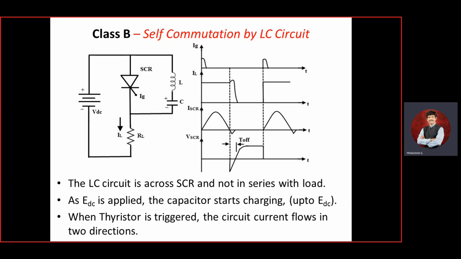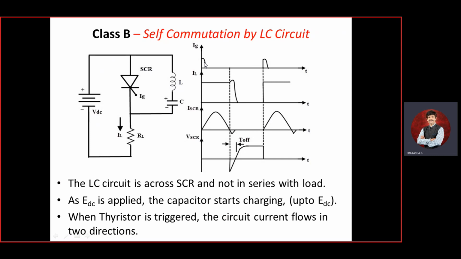Then only your thyristor will become active. As soon as you apply the VDC or EDC, your capacitor starts charging because it does not have any constraint. Automatically it can start. But in the case of the thyristor, it depends totally on your IG. Until you give IG, that is your gate current, the thyristor will not be active. Until you give IG, capacitors keep charging.